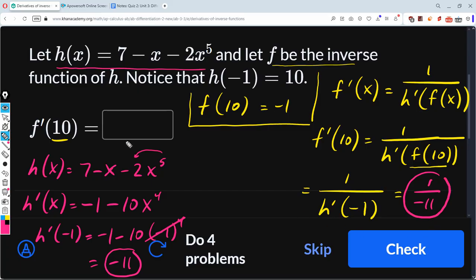All right, so just click in the box and type negative 1/11. All right, a negative in the denominator is the same as a negative in the numerator.